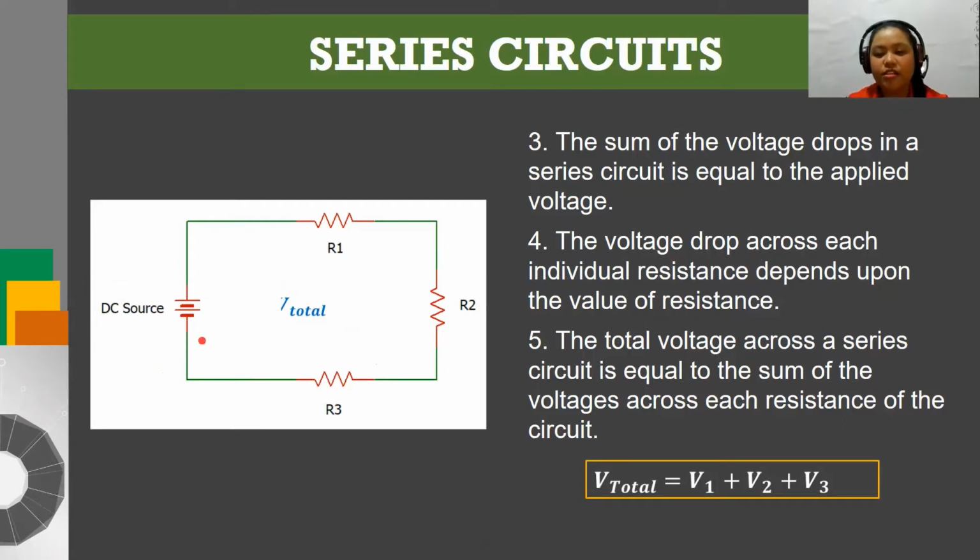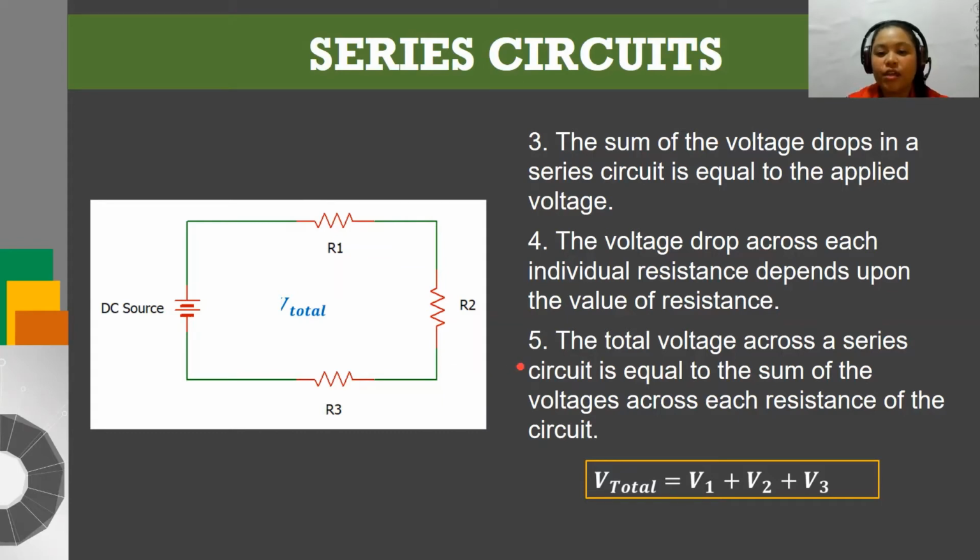So again, the voltage drop across each individual resistance depends upon the value of the resistance. We know from Ohm's law that voltage is equal to the current multiplied by resistance. And we know that in a series circuit, current is the same in all parts of the circuit. So the voltage now depends only on the value of each resistance. The higher the resistance, the greater the voltage. The lower the resistance, the lower the voltage.